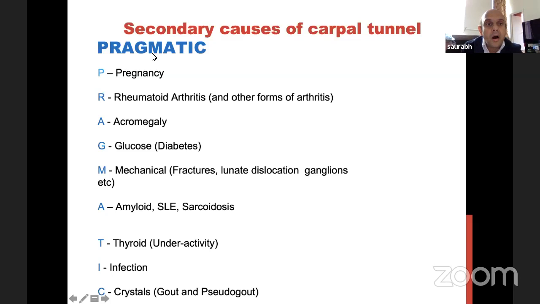So I prepared this mnemonic: PRAGMATIC. Most common cause is idiopathic, which is not here, so remember that. Then pragmatic: P, pregnancy, rheumatoid, acromegaly, G, glucose, diabetes. Mechanical is all your lunate dislocations, ganglions, lipomas. A is your storage disorders, T, thyroid, hypothyroid, infections, and your gouts and pseudogout. So idiopathic, pragmatic, and if you are able to tell all these causes you're doing very well, the examiner can ask you a congenital cause.